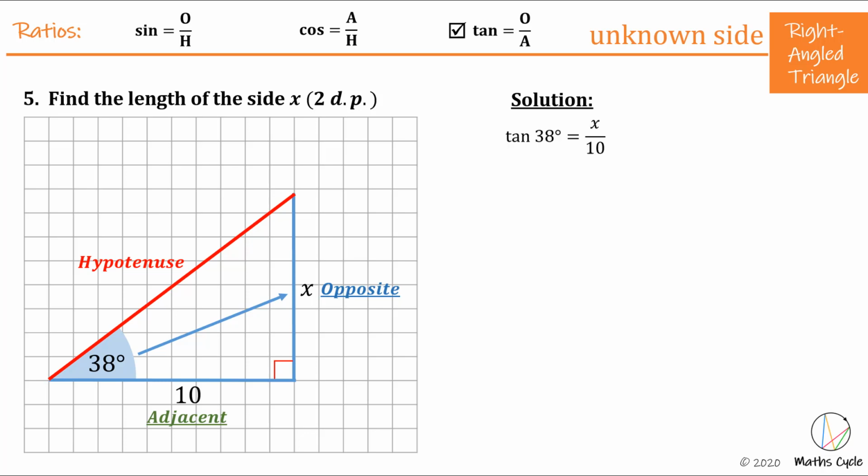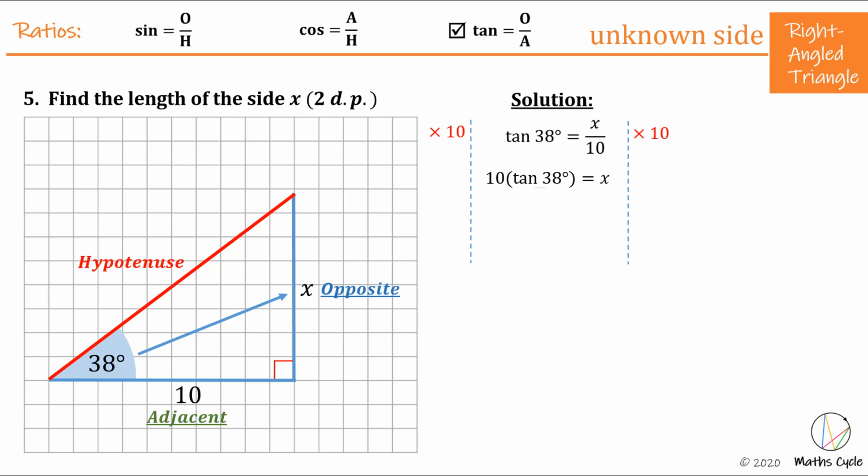So the tan of 38 degrees equals opposite over adjacent, which is x over 10. So we're going to solve this using our balancing method. So x is divided by 10. To cancel the 10, we are going to use the reverse operation, multiplying. So multiply both sides by 10. That will give me 10 multiplied by tan of 38 degrees equals x.